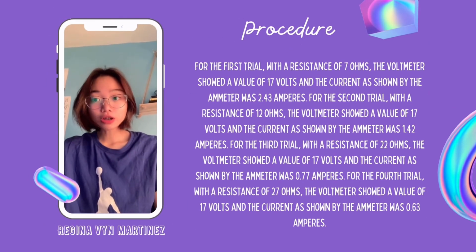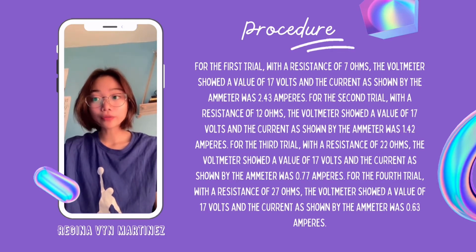So for the first trial, with a resistance of 7 ohms, the voltmeter showed a value of 17 volts, and the current as shown by the ammeter was 2.43 amperes. For the second trial, with a resistance of 12 ohms, the voltmeter showed a value of 17 volts, and the current as shown by the ammeter was 1.42 amperes.